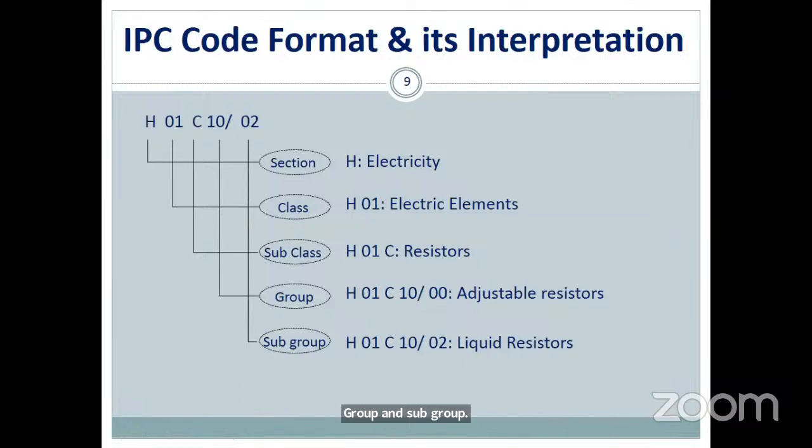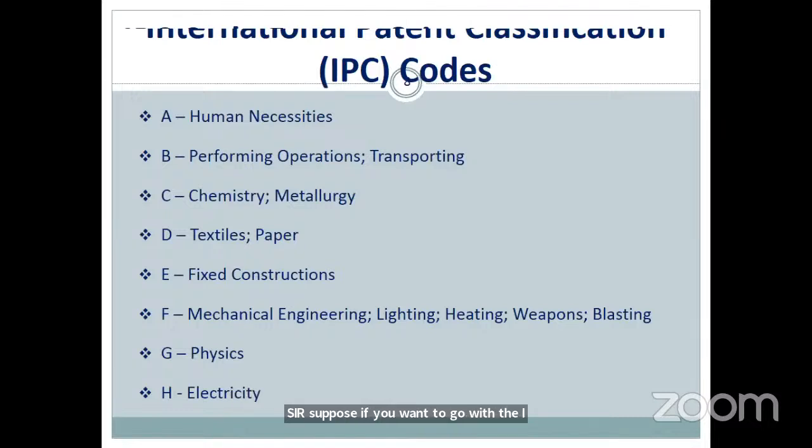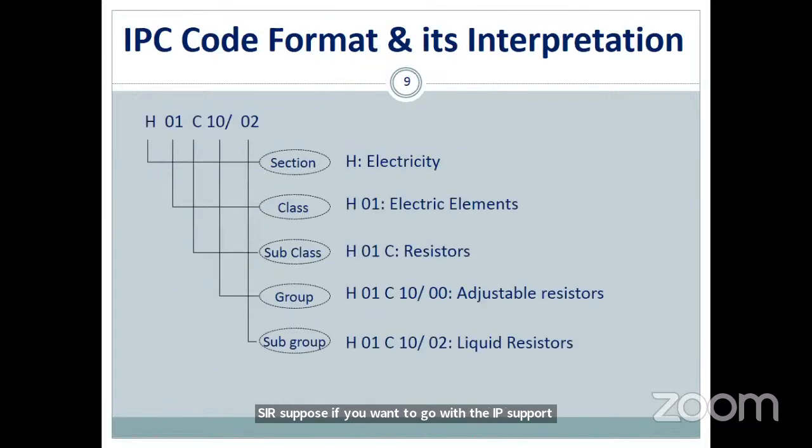These are the details of this IPC code. Through the IPC code, you can also identify which area you are going to search. Suppose you want to go with a mechanical search, then you can go with the IPC code starting with F. It means there will be more mechanical patents. Then you will be scrutinizing again with the help of the class, subclass, group, and subgroup. I will be showing this in hands-on also.